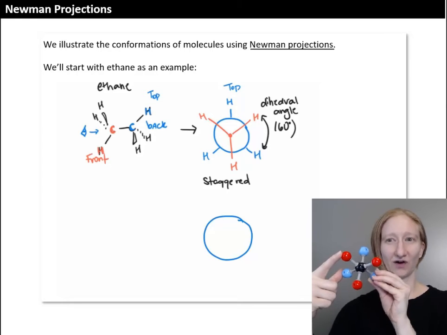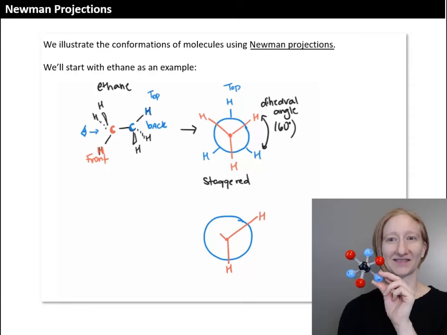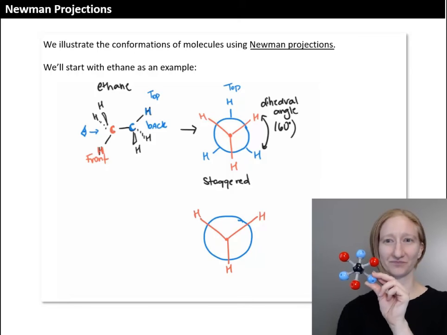And that distance we call a dihedral angle. And that dihedral angle here is 60 degrees. And when that dihedral angle is 60 degrees, we call that a staggered conformation. So that's our first Newman projection of ethane.